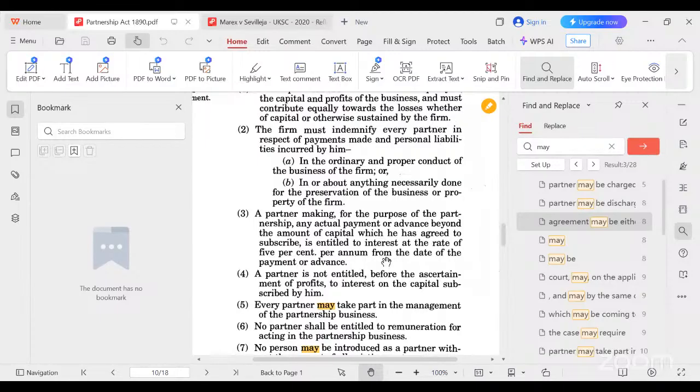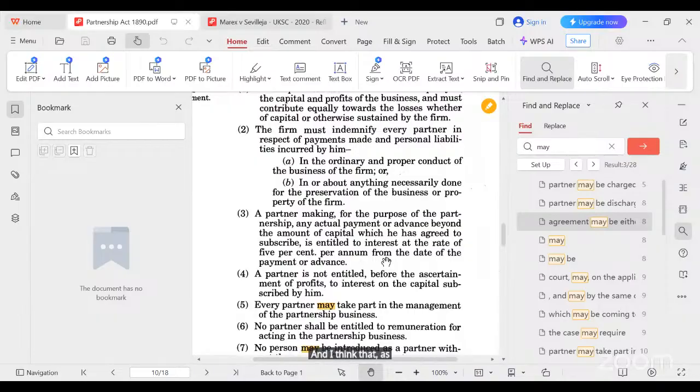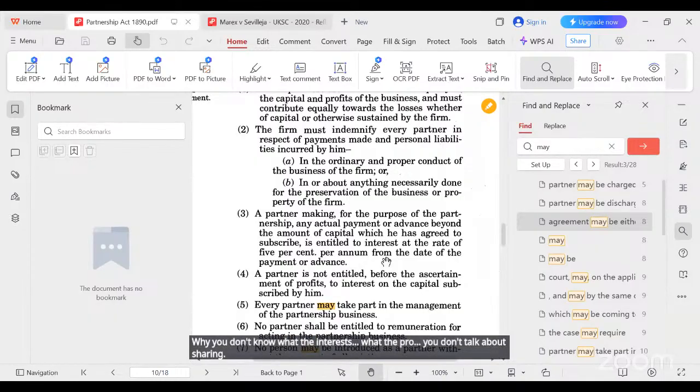Number 4 says that the partner is not entitled, before the ascertainment of profits, to interest on the capital subscribed by him. Now, if I understand that, it talks about their contribution to the business. And I think that as it is, this one is okay, because you don't talk about sharing profit when you don't know if you are at a loss or you have made some gains from your business. So I think that is okay, sir.